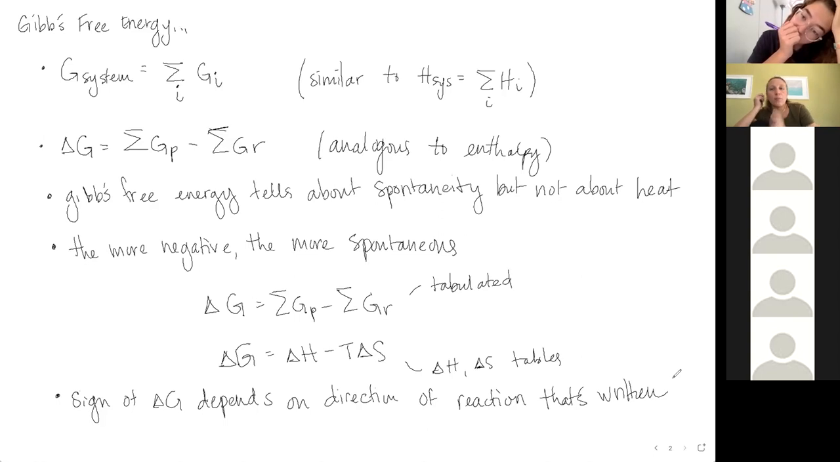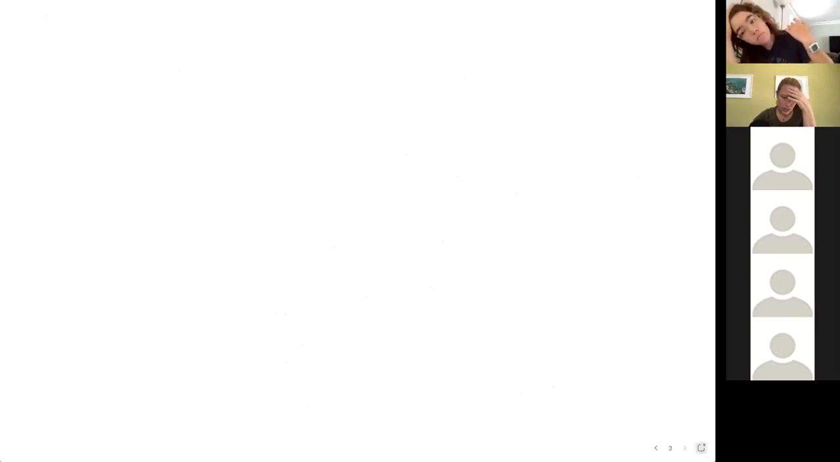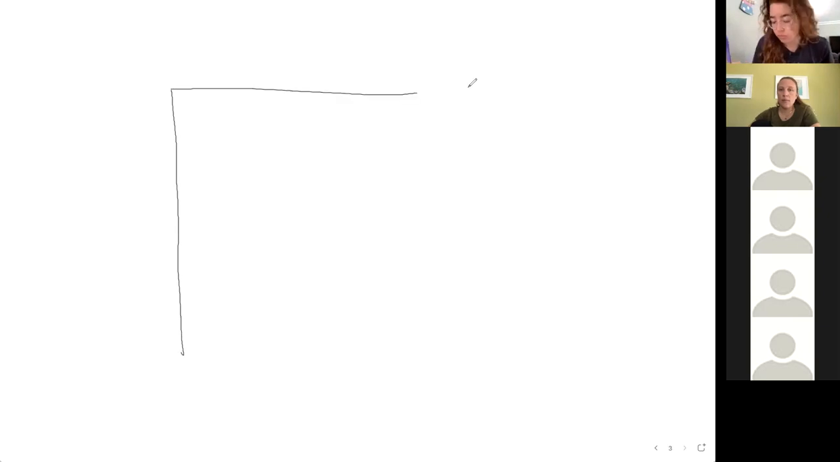If you remember in enthalpy, where we could reverse the reactions and then we had to reverse the enthalpy sign, it's the same with delta G. The sign of delta G depends on the direction of the reaction that's written. So whichever way your reaction is written, that's going to influence the sign of your delta G, the same way it does with your enthalpy. All right. Okay, so we have this nice table that we can make with four quadrants.